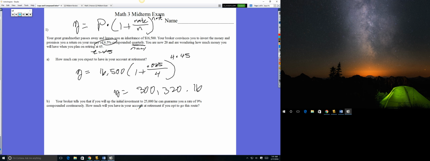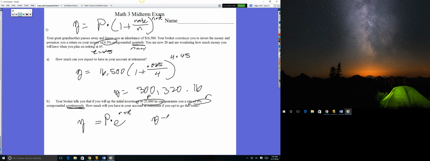Okay, now B, the broker tells you if you up your deposit to 25 grand, so that's the P, at a rate of 9%, that's the R, compounded continuously. Continuously means you're making interest every second of every day. So if it's continuous, it's a different formula. It's principal times e. That's where e comes from. e comes from continuous growth or continuous decay. Times r times t. So that's going to give Y, which is the amount of money you're going to have.